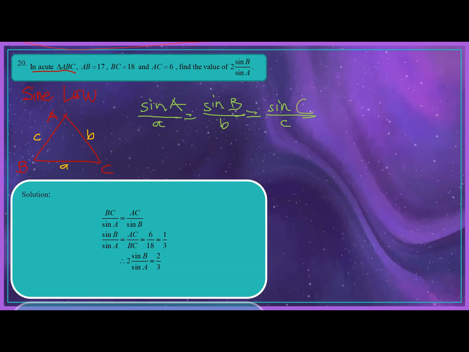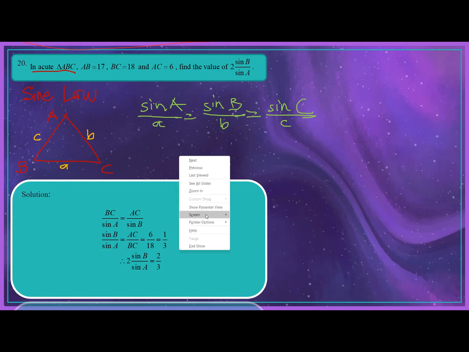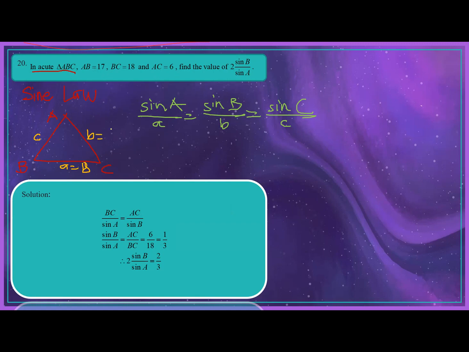Okay, so now from these equations, we can only use two, right? It's either A and B, B and C, or A and C. So now we need to find B and A. From the given, we have BC, which is 18, AC is 6, and AB is 17.